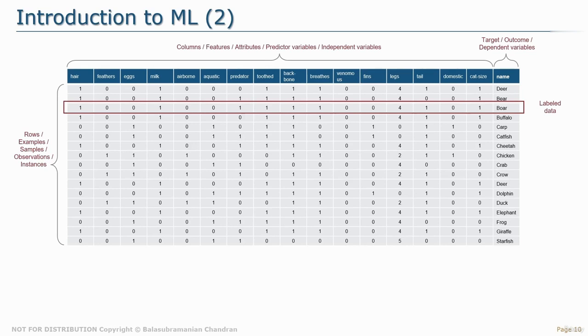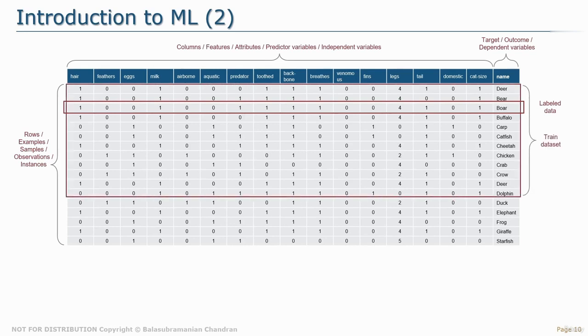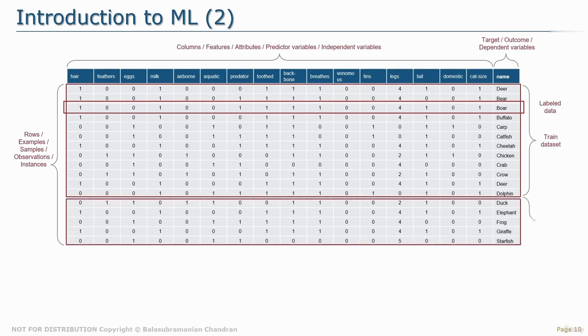When developing ML models, we will split the dataset into two parts, such as the training dataset using which we will train the ML model, and the test dataset using which we will test the ML model to see how it performs based on the training.